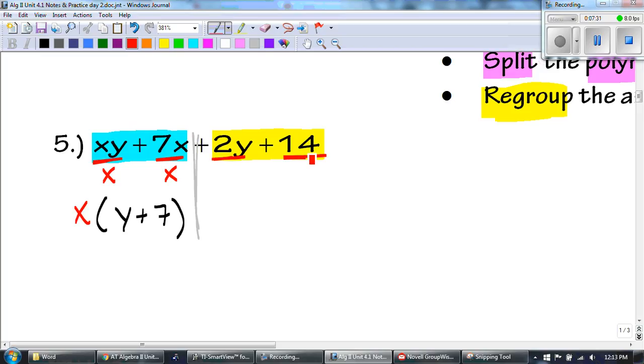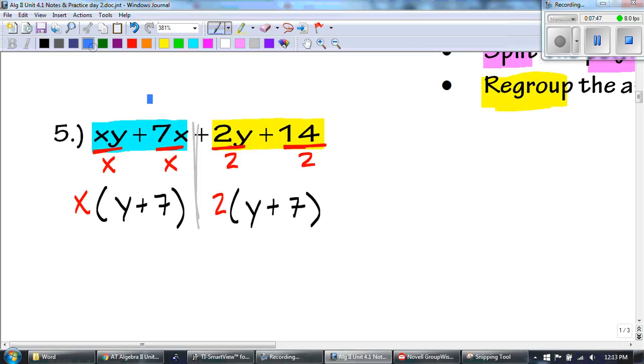Now the yellow group. I'm going to take out a GCF of 2, and then I am left over with 2 divided by 2 is 1, so we got y, and 14 divided by 2 is 7. So if you notice, the y plus 7 and the y plus 7, they match. That means we did it right.